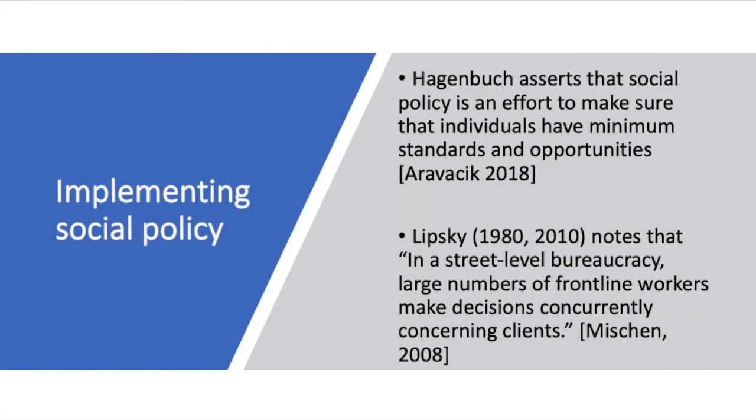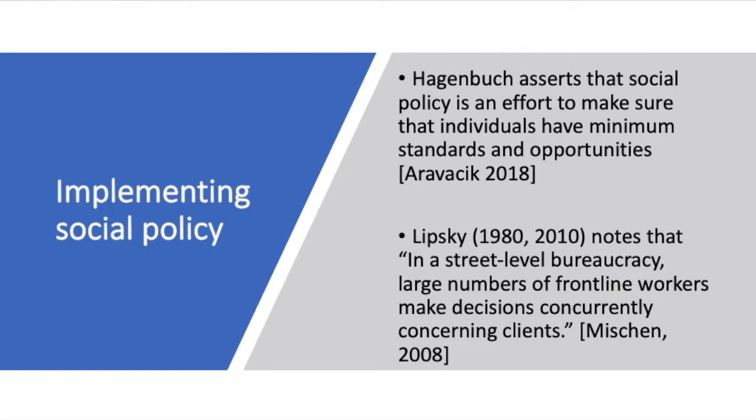When looking at the implementation of social policy, it's just worth reflecting back to the earlier discussions that we've been having. And I noted here Hagenbuch talking about social policy as setting minimum standards and opportunities for individuals. And that comment really just shows his idea that it's almost like an active process, that you have to be providing something in order to create that minimum standard.